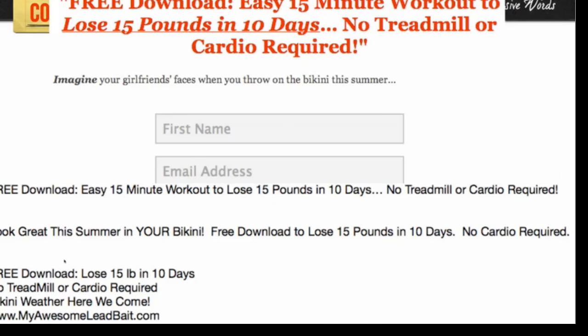That invokes the image. When they read that, they're going to picture themselves in a bikini. If they don't like what they see, or if they want to make that image look better of them in a bikini this summer, that will do wonders to get people to click the ad. And then the "imagine your girlfriend's face when you throw on the bikini this summer" will lead them down the path, the path being your funnel, because you know how to write dangerously persuasive copy. Number 3, this is the last example.